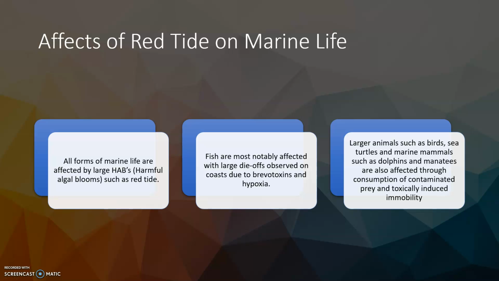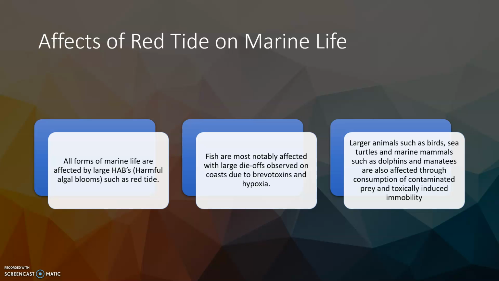So, the effects of red tide on marine life. All marine life can be affected by HABs, which is harmful algal blooms, red tide being an example. Fish and smaller aquatic creatures are the most affected. As you can see, if you've been to the coast during one of our red tide blooms, there are large die-offs, where you have thousands of fish washing up on shore.